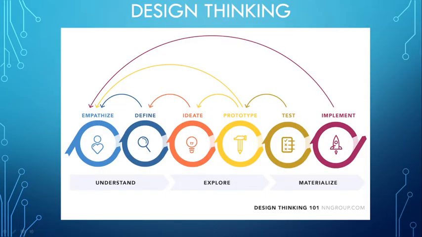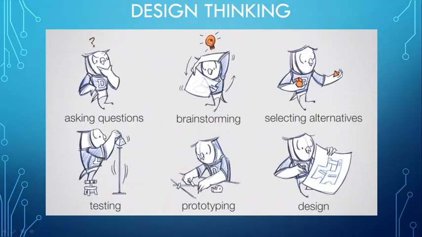And here, with design thinking, we have to discuss the different parts of the design thinking process. The first one is empathize, define, ideate, prototype, test, and implement. So this is three separate areas we have. So one is understand, another one is explore, and the third one is materialize. Asking questions, we have to ask a lot of questions. We have to do brainstorming sessions with the team, and selecting alternatives, testing, prototyping, and design. So this way we have to go ahead.